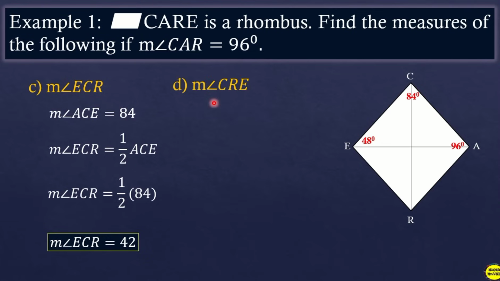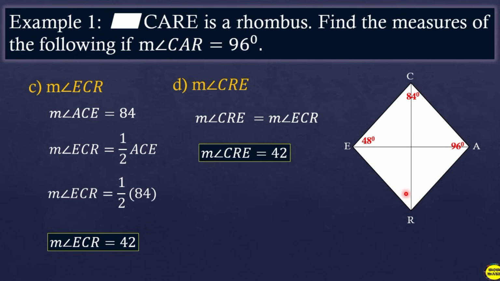And then the last one, we'll find the measure of angle CRE. So, CRE, ito si CRE. Okay? So, si CRE is equal to CER. Why? Opposite angles yan. So, the measure of CRE is equal, ito yun ha, yung CRE, is equal to the measure of ECR. Ito yun. So, ito, nakuha na natin kanina, that is 42. So, therefore, si CRE, opposite angles yan. So, this is also 42. Okay? So, opposite angles lang po yan.